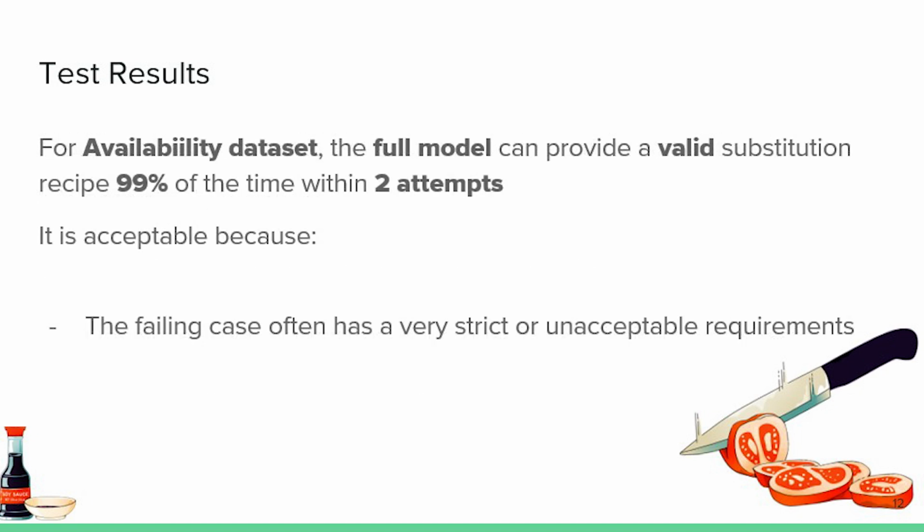For the availability dataset, our model succeeded in generating recipes for over 99% of the cases within 2 attempts. It is acceptable because the failing cases mostly occur in extreme scenarios when the requirement itself is inherently risky.